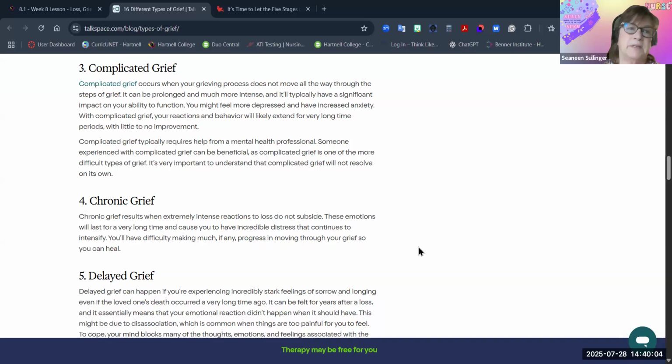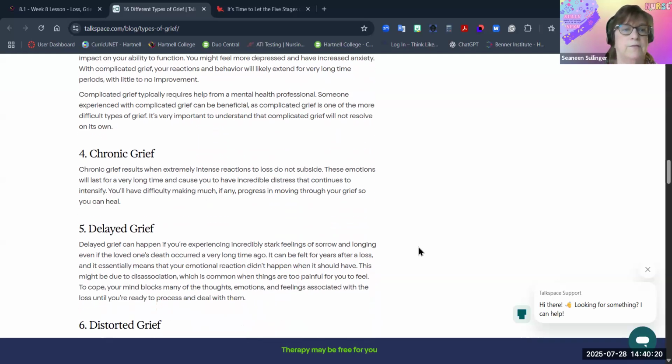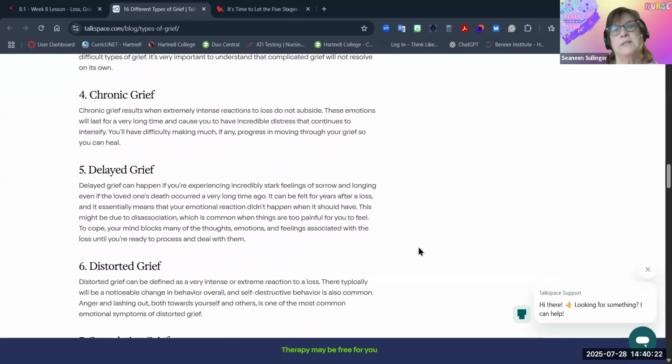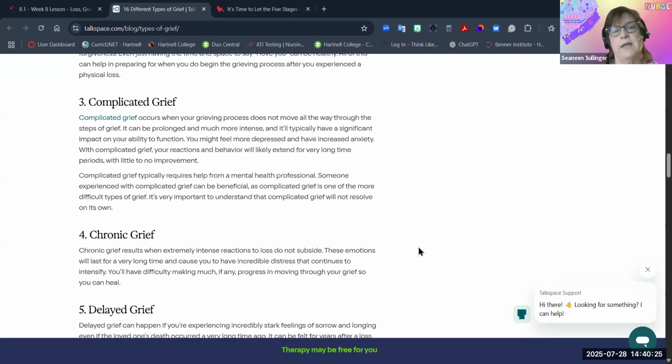I guess you would say it could be a type of complicated grief. You have distress that continues to intensify. You have difficulty making much, if any, progress, moving through your grief so you can heal. So it's another type of complicated grief. Although I tend to think of complicated grief as a more emotional grief. Chronic grief, I tend to think of as sort of a sadness grief that may not be as recognizable to others as complicated grief.